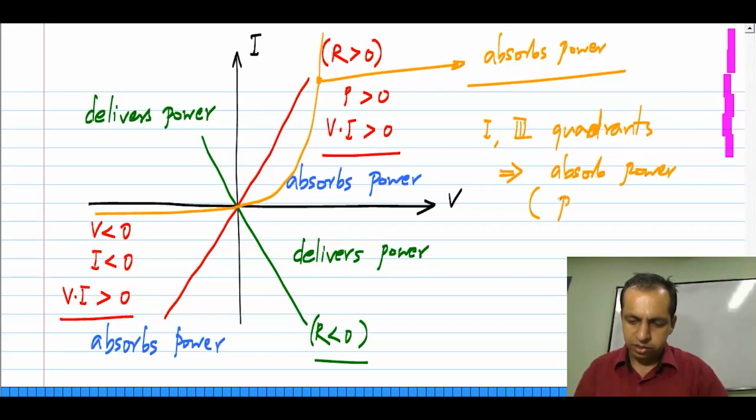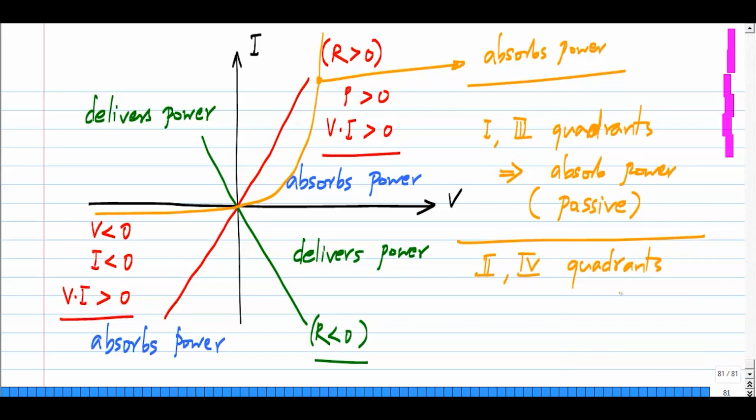power, that is, we are referring to a passive mode of operation, and an element which is only in first and third quadrants is necessarily a passive element. And if you are in the second or fourth quadrants, the element delivers power. So, it is active if it is operating in the second or fourth quadrants. Later we will see elements such as voltage source or current source, which can either deliver power or absorb power.